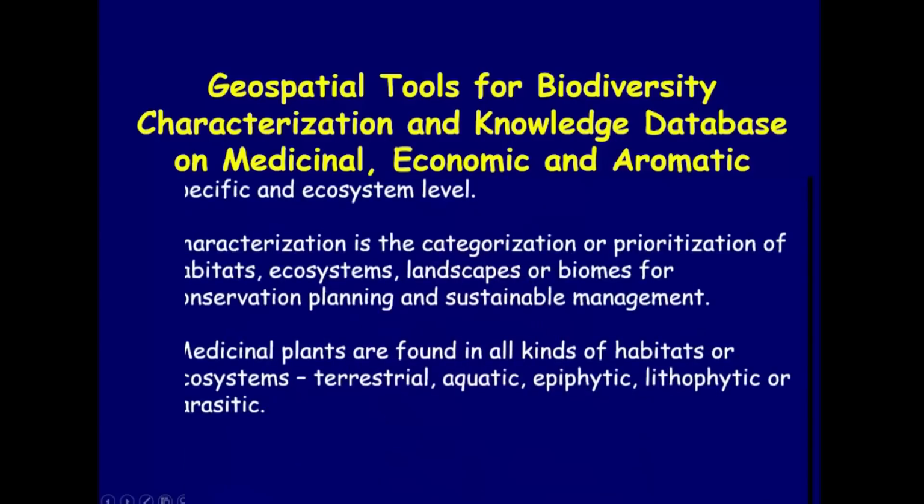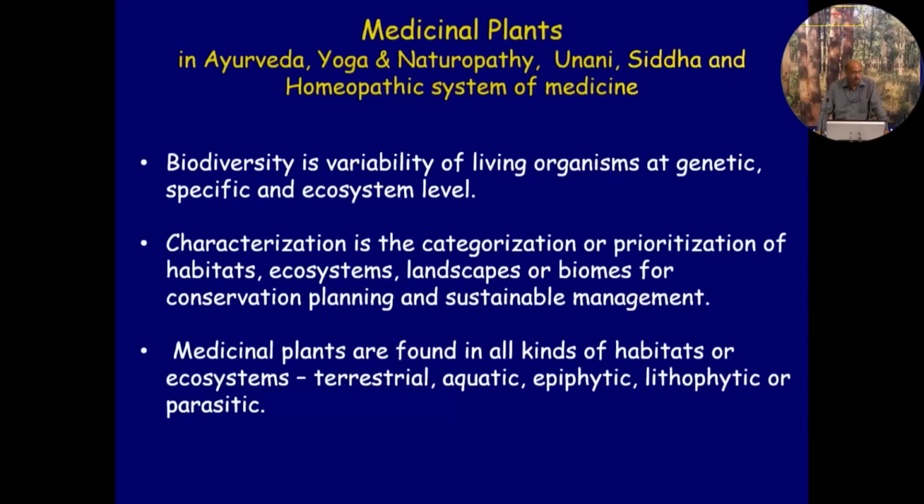Let us try to understand a few of the terms. I know some of you are botanists here, but there are still some engineers sitting, so I thought let me put the definition of biodiversity. A very simple definition I have put in here: it is basically the variability of living organisms. Bio means living, diversity means variability. So all the variability of the living organisms, we call biodiversity.